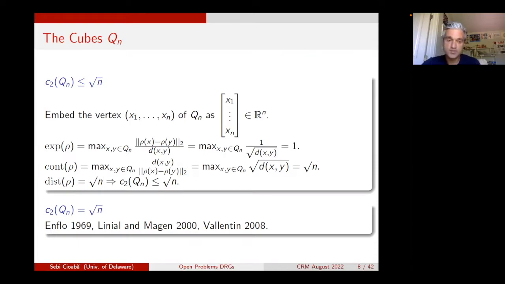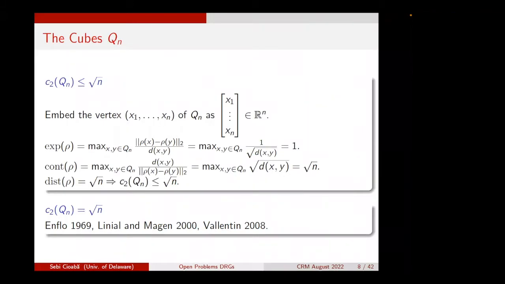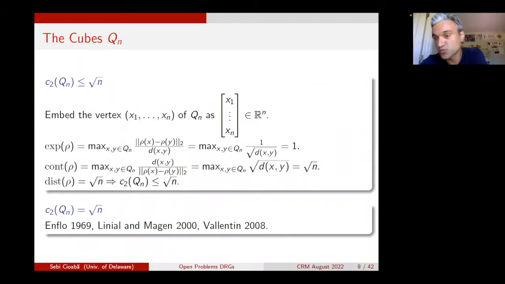But because of the definition of rho, the length of rho x minus rho y is the square root of the distance in the graph between x and y. And so we get to that expression, and we can prove that this expansion of rho is 1. And similarly, one can prove that the contraction is square root of n. And so we have an embedding with distortion square root of n. So therefore, the least distortion would be at most that much, square root of n.